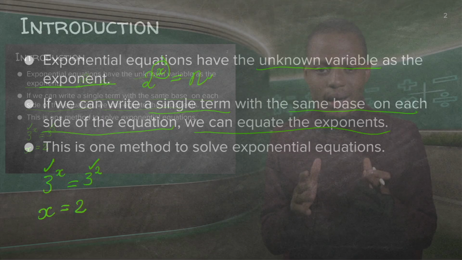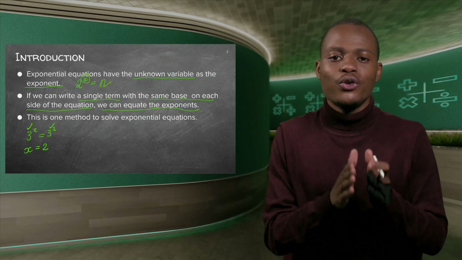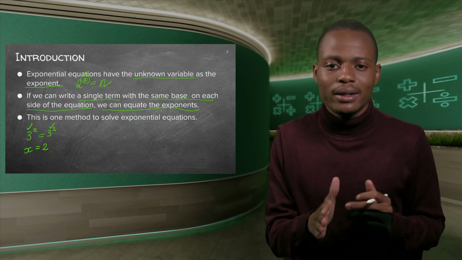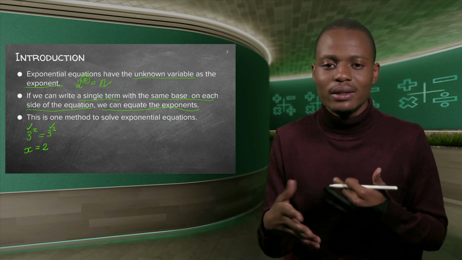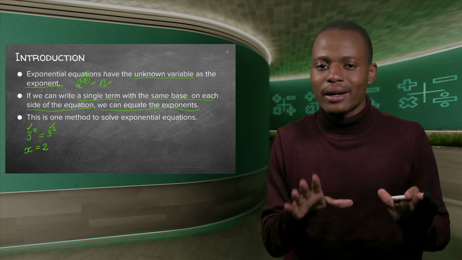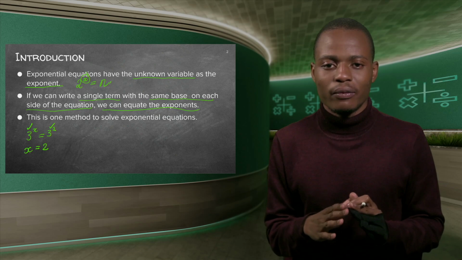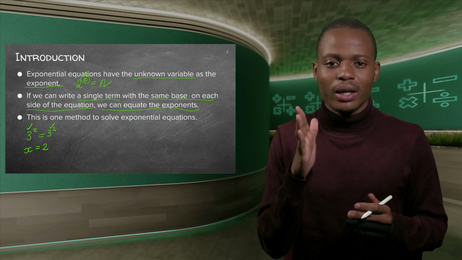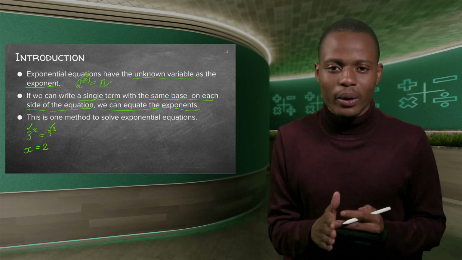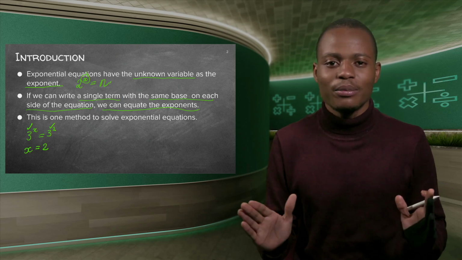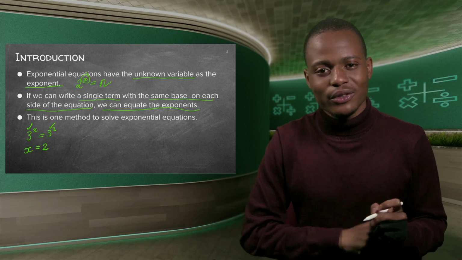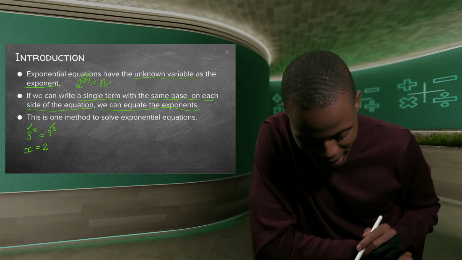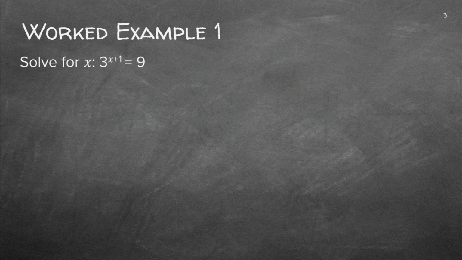As long as your bases are the same, you are allowed to equate the exponents, and you can easily solve for x or b or any variable that you're looking for. So the golden rule is, if the bases are the same, equate the exponents. Simple as that. Now, straight to the example. I hope you have your pen and paper ready for this one.